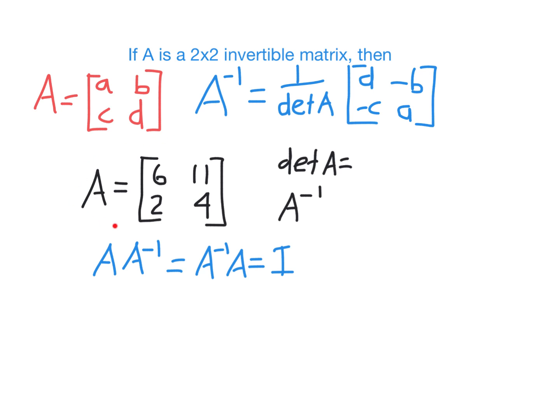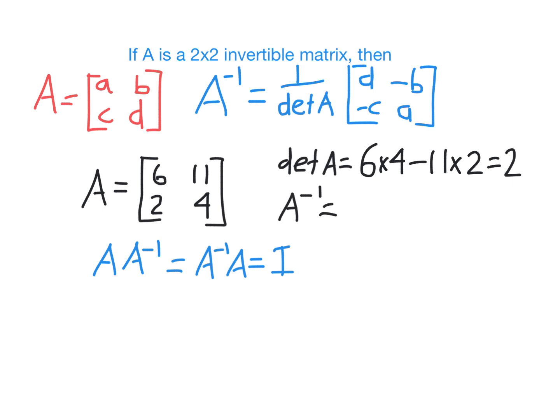So let's say I have this matrix here, A. First thing you need to do in order to find its inverse, you need to calculate its determinant. So the determinant here is the entries on the leading diagonal multiplied, then you multiply the elements off the diagonal and subtract. So we get 24 minus 22 is equal to 2. So that means that A is invertible because this number is not 0.